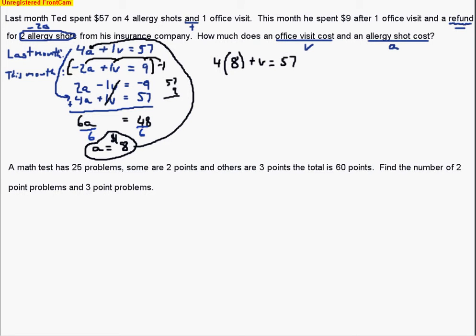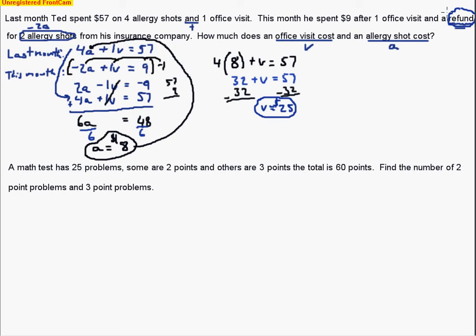So we go ahead and do that multiplication. See what we get. 4 times 8 makes 32, plus V equals 57. And then from there, we'll just go ahead and do some subtraction. Isolate V. So I need to subtract 32 from all sides. So when I do that, now I've got V, and I've got 25. So V equals $25. That's the cost of an office visit. So there it is. Cost of the office visit, cost of the allergy shots. Key word there was refund. So remember, refund means we are taking away something, not adding.